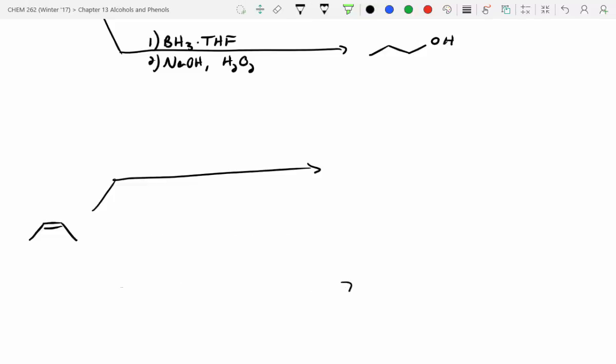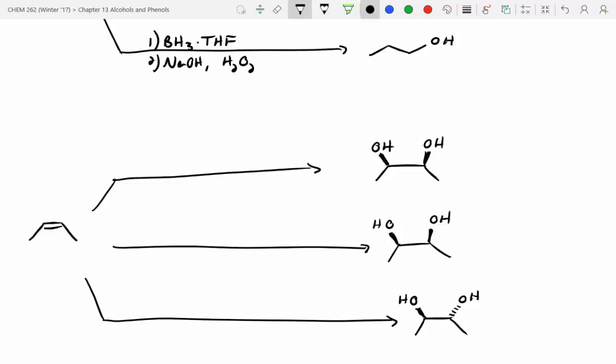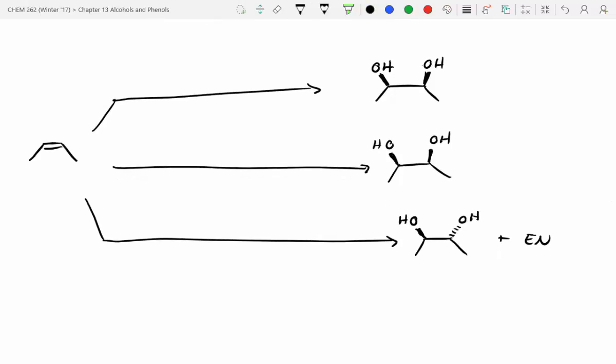Actually, I'm going to give myself a little bit more room here. So let's assume we want to make a couple different diols. We've got a couple ways of making our syn diol, which in this case is meso. And then we've got another way of making our anti diol. So I'll write plus enantiomer over here. So let's see if we can remember the 3 different ways for making these alcohols.